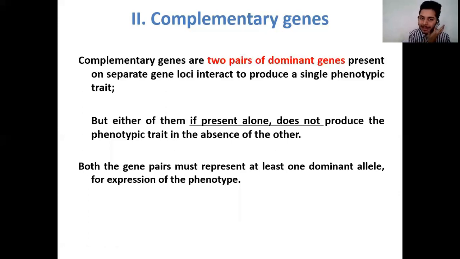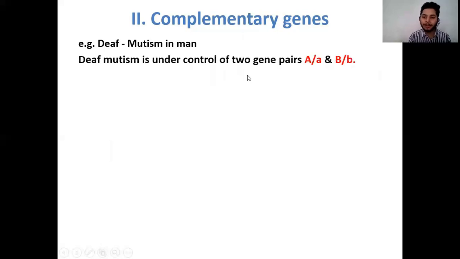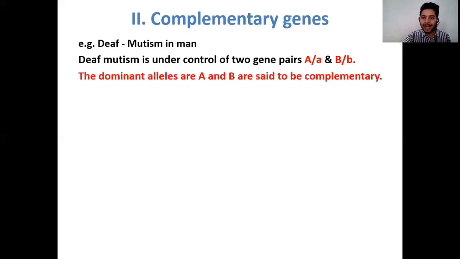Let us understand complementary genes with the help of an example. An example of complementary genes is deaf mutism in man. In man, deaf mutism is under the control of two hypothetical gene pairs. Consider the gene pairs I have represented here: capital A small a is one gene pair present on one gene locus, and the other gene pair on a separate gene locus is capital B small b. These two gene pairs control deaf mutism in man. Capital A and capital B are the two dominant alleles, and they show a complementary relationship.